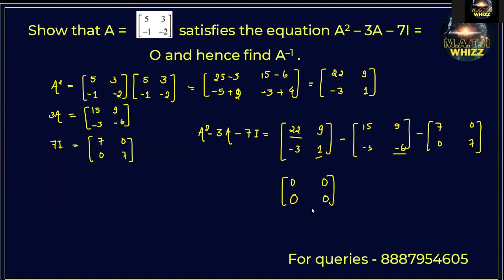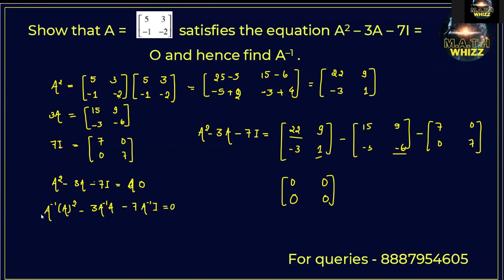In the question, it is given that we have to find the value of A inverse, which means A squared minus 3A minus 7I is equal to 0. To find A inverse, you have to multiply the whole equation by A inverse. I will write it like this: A inverse A squared, minus 3 times A inverse A, and minus A inverse I.